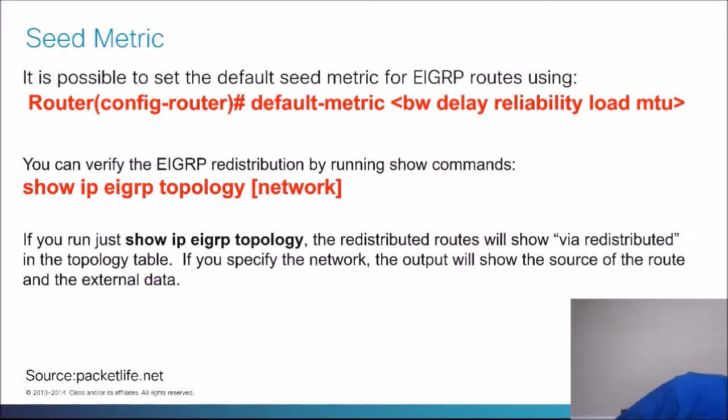Again, to configure the seed metric, it's possible to set the default seed metric for EIGRP routes using this. Basically, you run the config mode command default metric, and for EIGRP you have to type in a number for the bandwidth, delay, and reliability. Yes, all of them, but you just have to set something reasonable. If you know what these are, I'll put a link with the description below. These are EIGRP basics. You can't redistribute if you don't really know the basics of EIGRP.